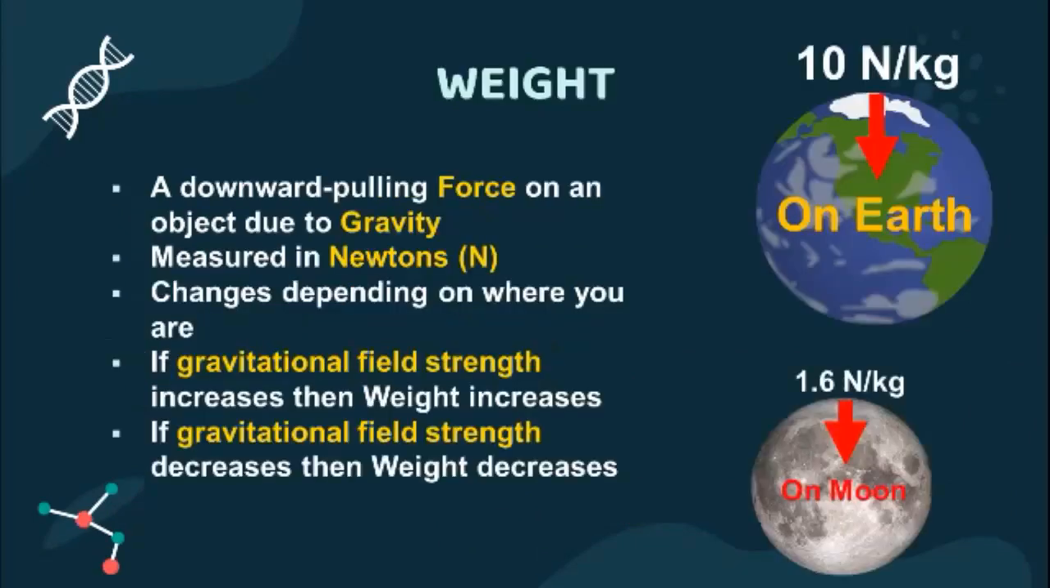Next is weight. Weight is a force. It is a downward pulling force on an object due to gravity. So weight is the effect of the force of gravity on an object. The unit of measuring weight is Newton. The symbol is N, uppercase letter N. And weight is measured using a spring balance or weighing scale.